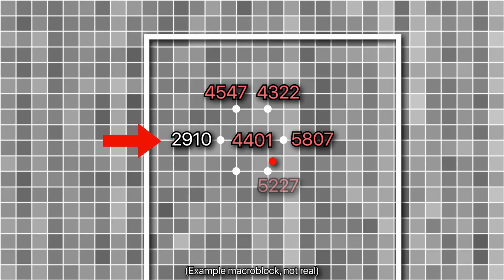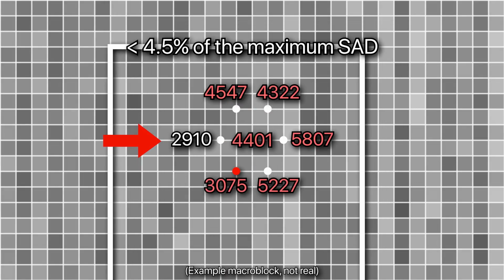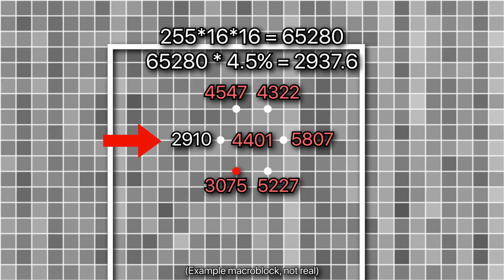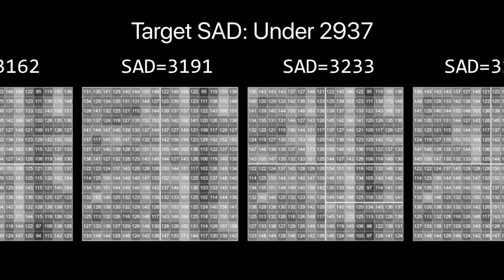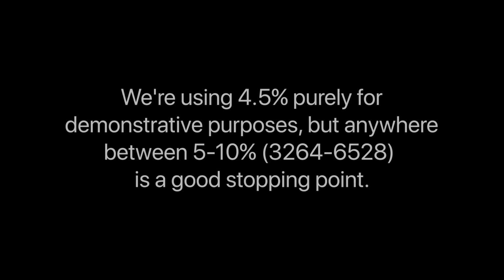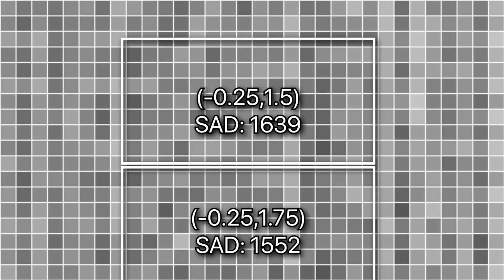If at any point the SAD drops below 4.5% of the maximum possible SAD, which is 65,280, we'll stop searching early to save time. We're using 4.5% purely for demonstrative purposes, but anywhere between 5 to 10% of the maximum SAD is a good stopping point. But if the 16 by 16 partition doesn't find a low enough SAD, we'll move on to the 16 by 8 partitions and repeat the search for both of those. If those fail too, we'll try 8 by 16, then 8 by 8, and so on, gradually using smaller partitions to get better matches.